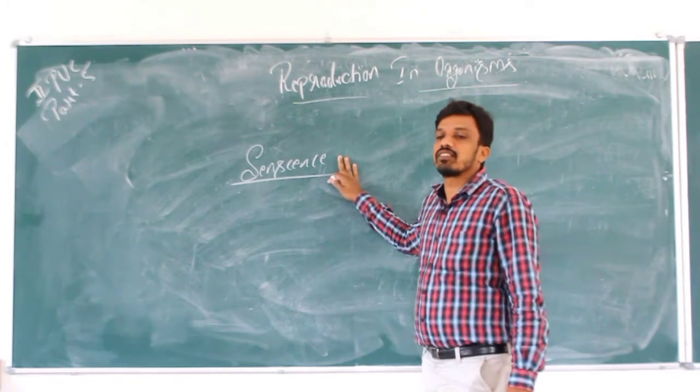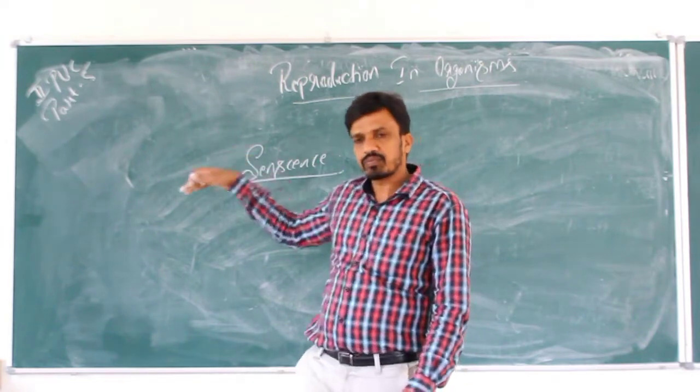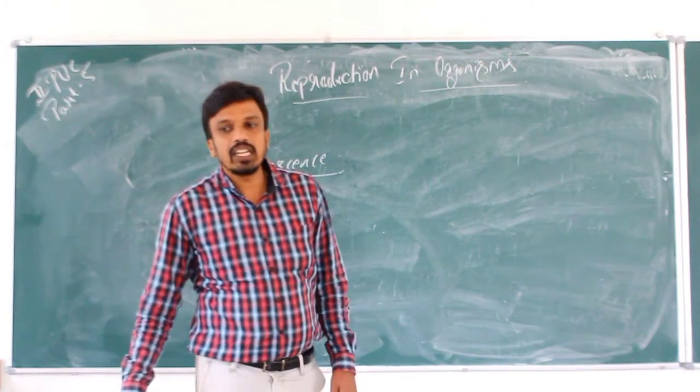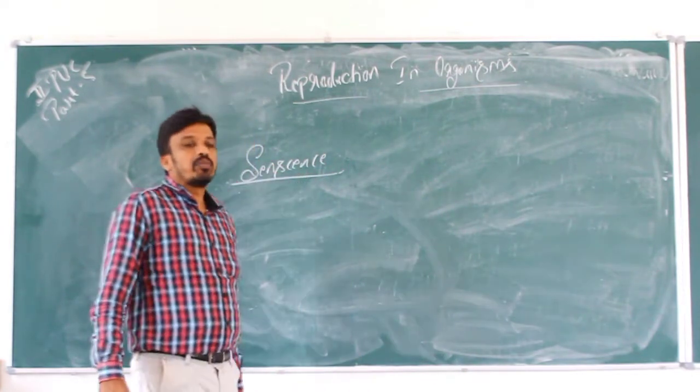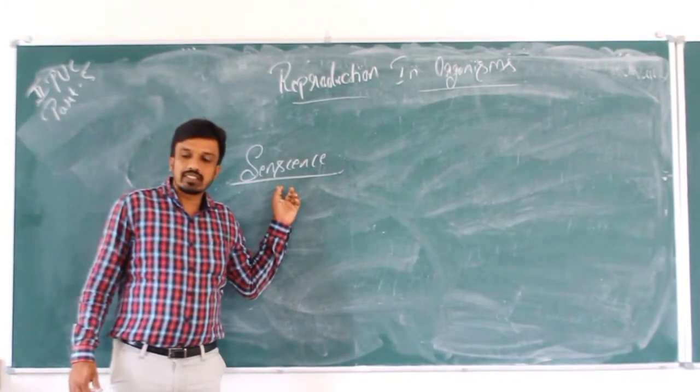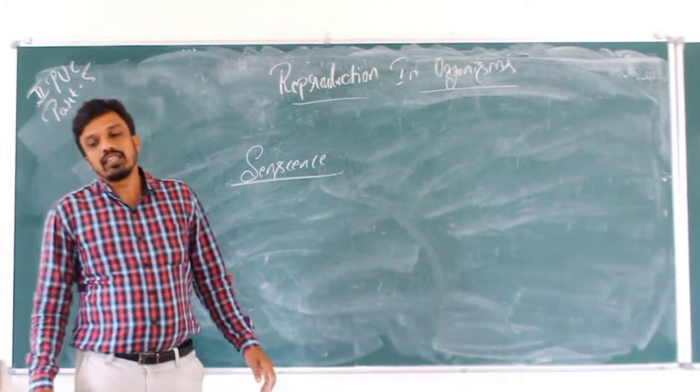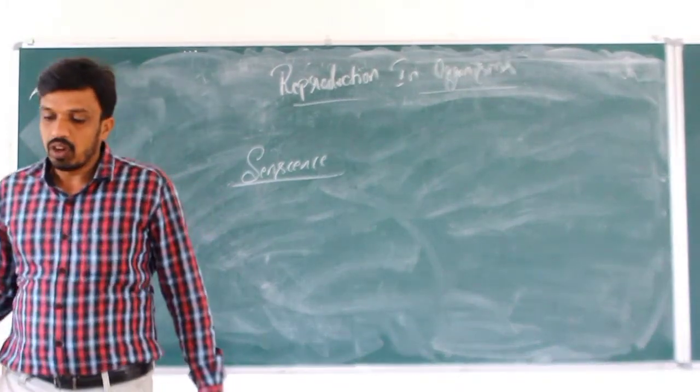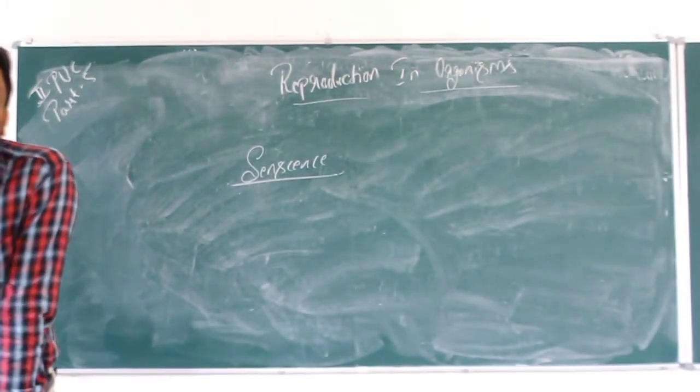Define senescence, or what is senescence? After the reproductive phase, animals enter the next stage called senescence. It is also called aging of an organism, or it is due to old age.